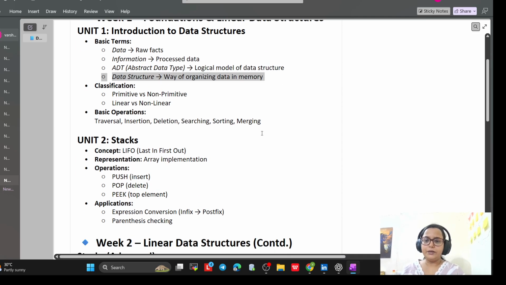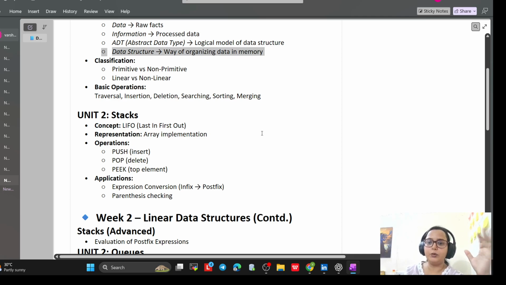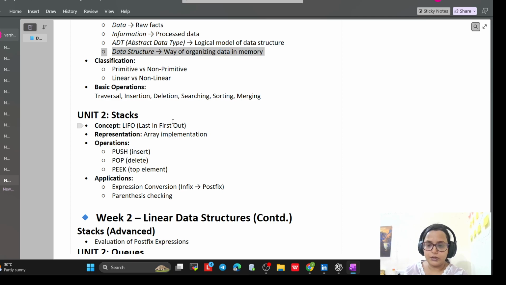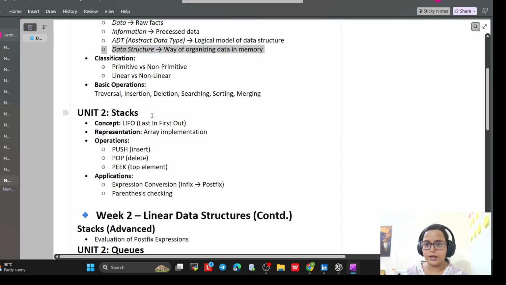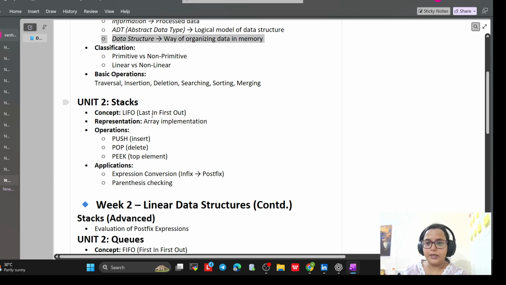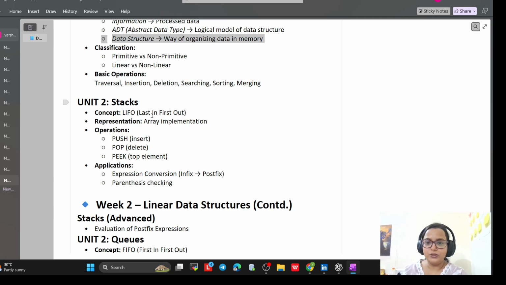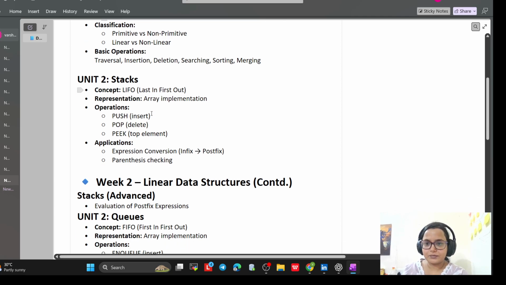Coming to unit 2, what am I going to discuss in unit 2? In unit 2, I am going to discuss stacks. That will come in the first week itself. In the stack, the concept will be LIFO. LIFO means last in, first out. I know you all remember this from your college days, but fine.